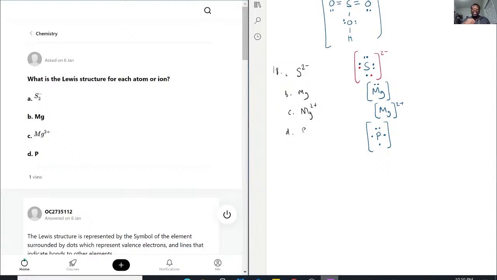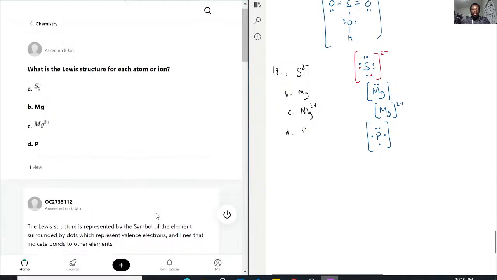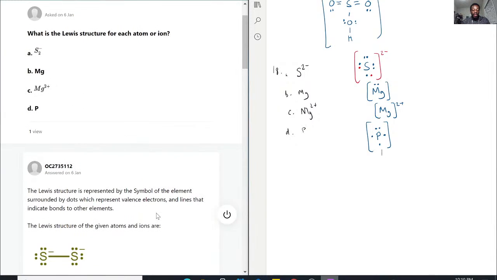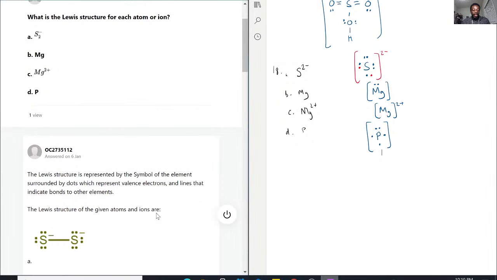So with that being said, let's see what our colleague has to say. There wasn't much we can do here. Hopefully they can shine some light. So this is what they have for the S2 minus, and that one is interesting because this, if anything, would be S2 2 minus. So if that's what they're asking for, sure.